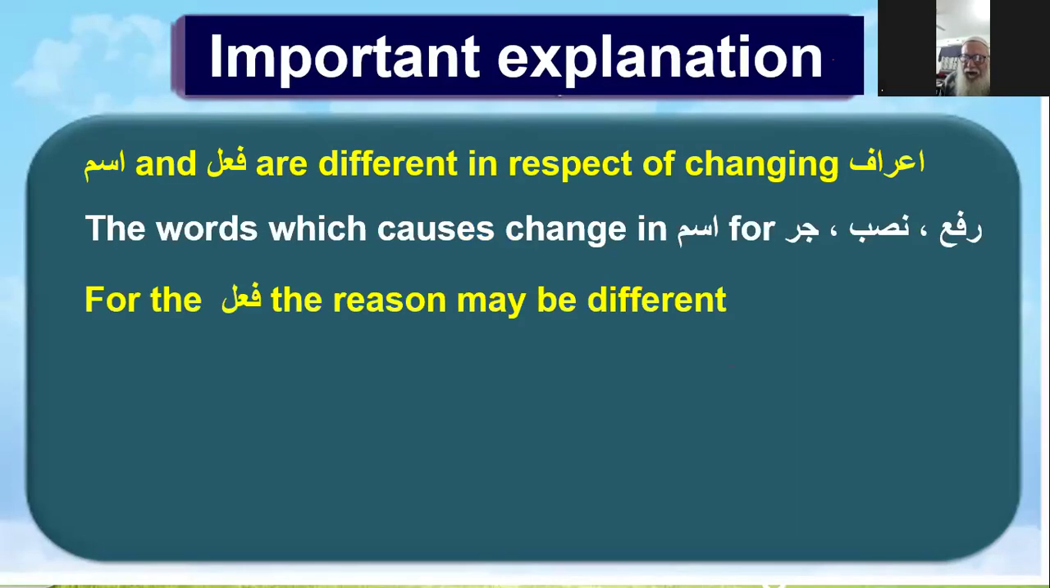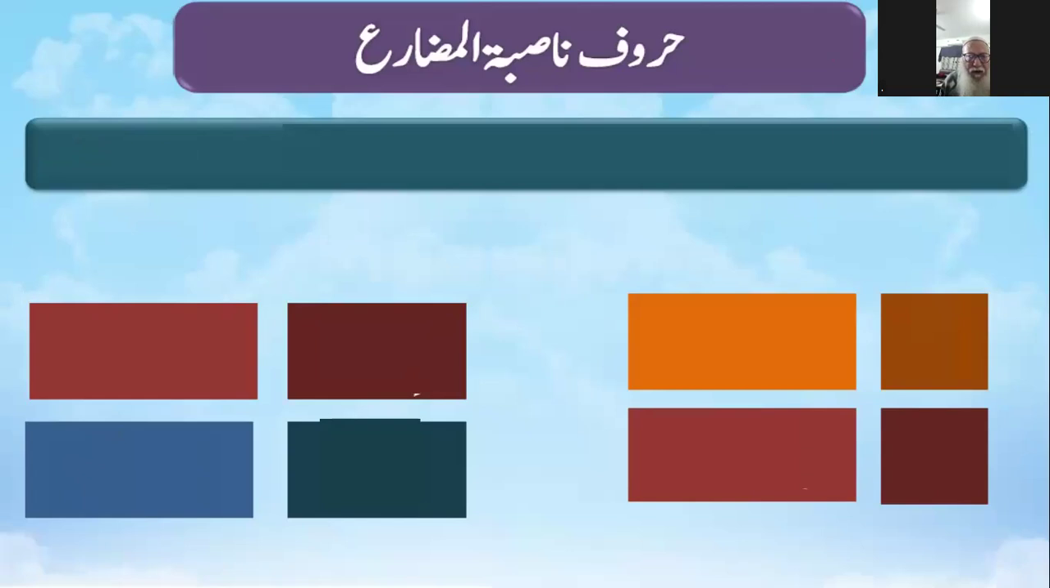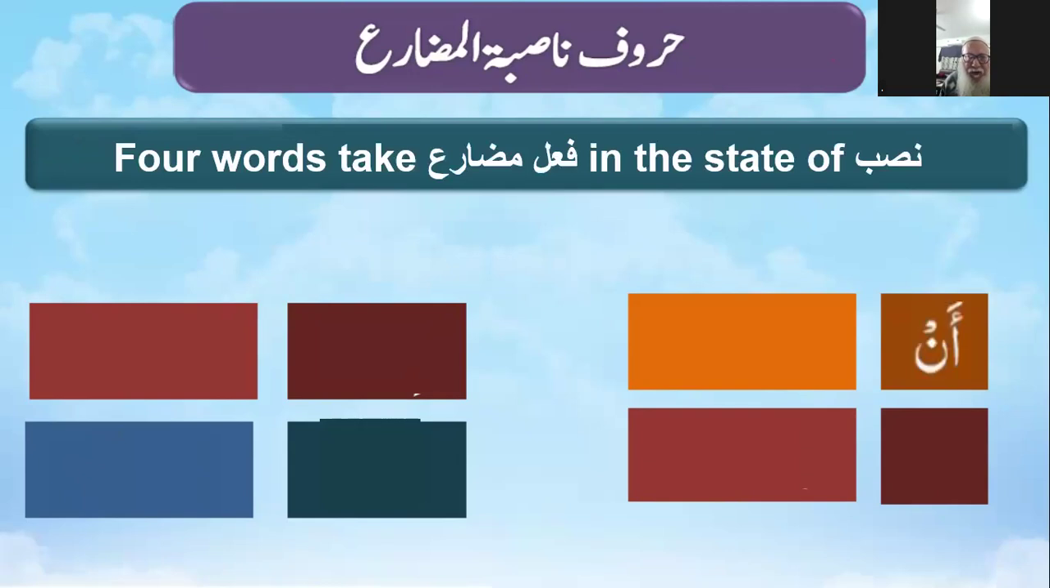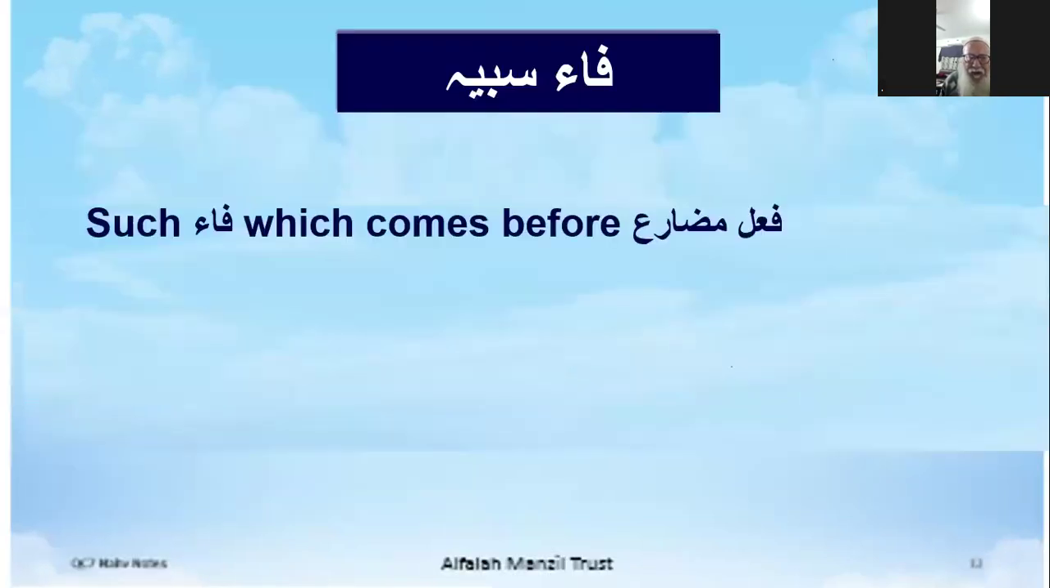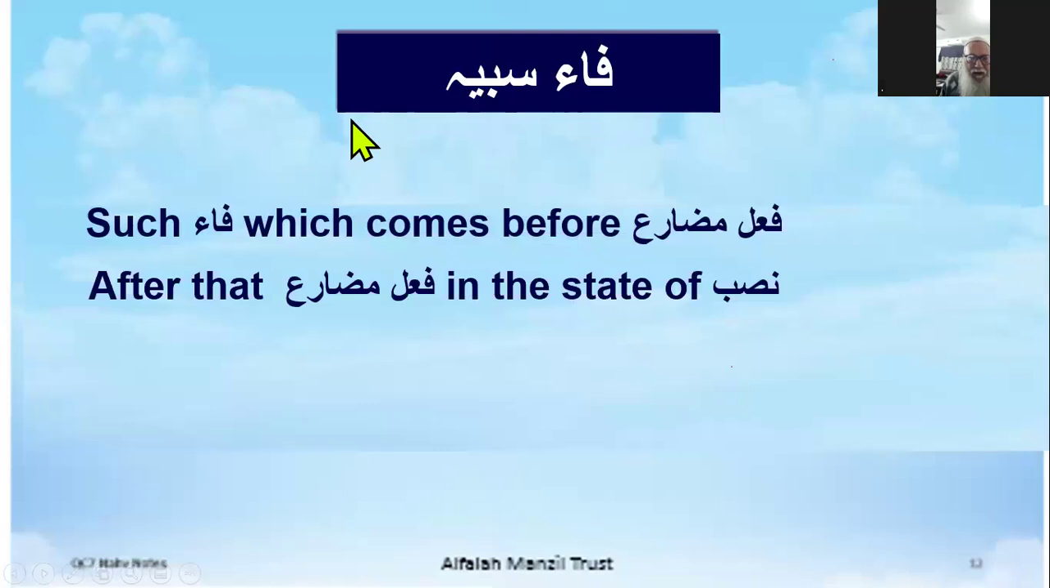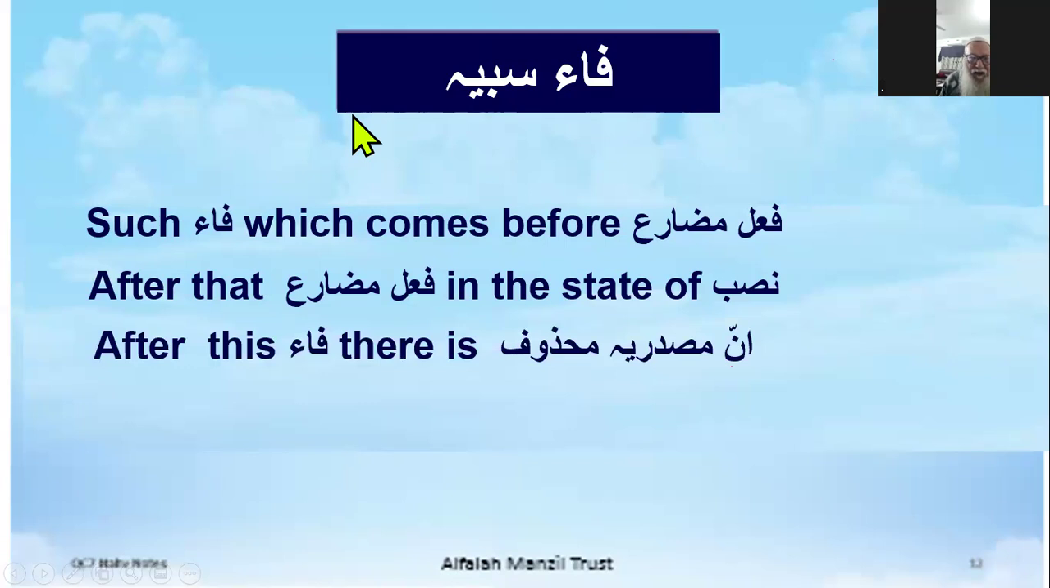Then we talked about the Huruf Nasb, the letters which give the Mudari Nasb, just like An, Lan, Lam Kay, and Hatta. Then we took their examples. And we saw a term, Fa Sababiya, such a Fa which comes before the Fi'l Mudari. And after that Fi'l Mudari is in the state of Nasb. After that Fa, actually, there is an 'An' hidden, which changes the Mudari to Nasb.